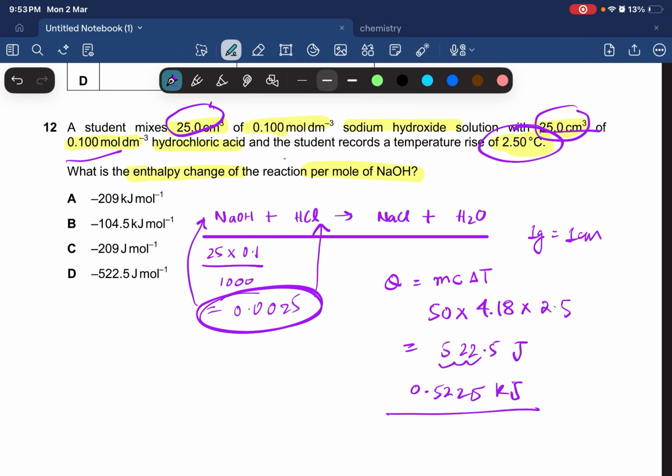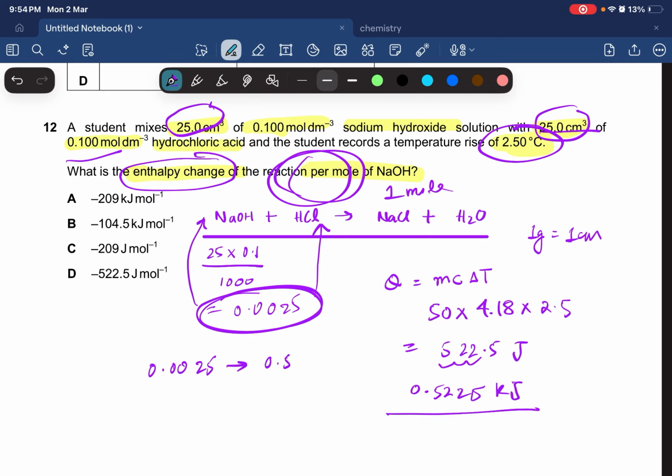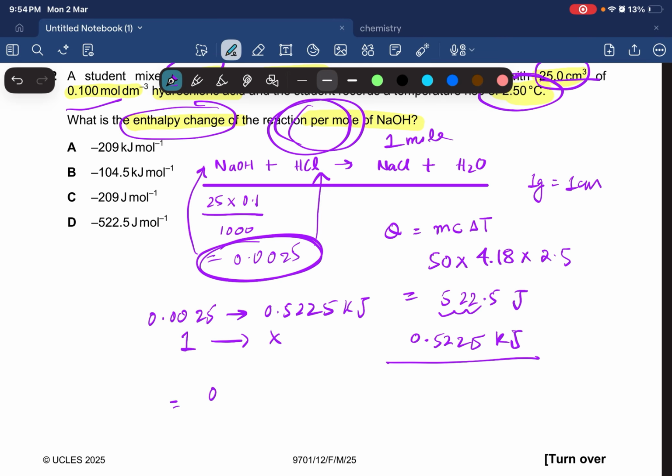I need the enthalpy change per mole. Per mole means when 1 mole is reacted. So how do I get it for 1 mole? I say that when 0.0025 moles were reacted, I got 0.5225 kilojoules of energy. So when 1 mole reacts, I'm going to get X amount of energy. And what does my X come out to be? It comes out to be 0.5225 kilojoules divided by 0.0025, and on my calculator I'm getting 209 kilojoules.